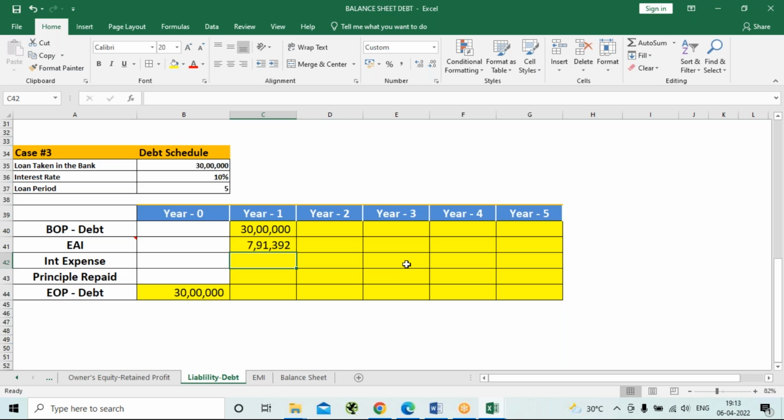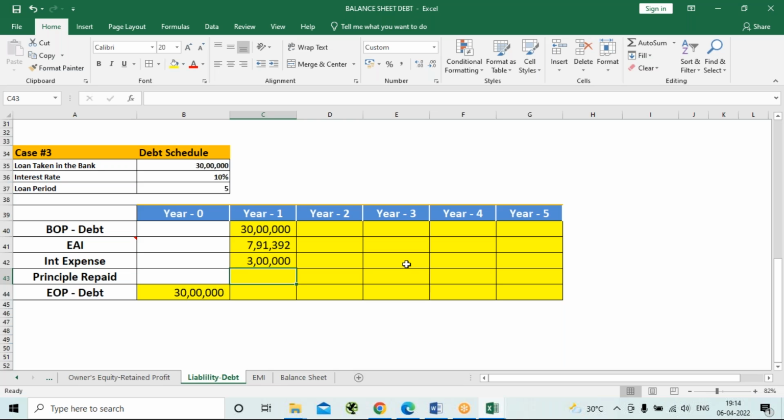So how do we do the interest expense calculation? Equals 30 lakh. 30 lakh of year one, beginning or ending? The beginning, sir. Year one's beginning value, of that year beginning value. Good. Into 10%. Very good.